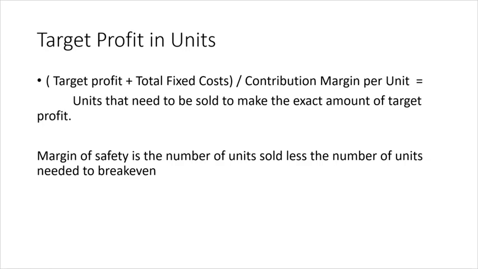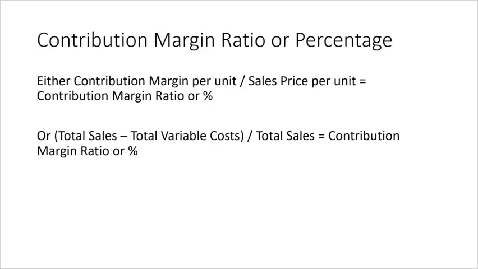The margin of safety, when referred to in your textbook or in other places, is the amount of units sold less the number of units needed to break even. So if your break-even point in units is 500 and you sell 600, then the margin of safety is 100 because you're over the break-even point by 100 units. That's your margin of safety.